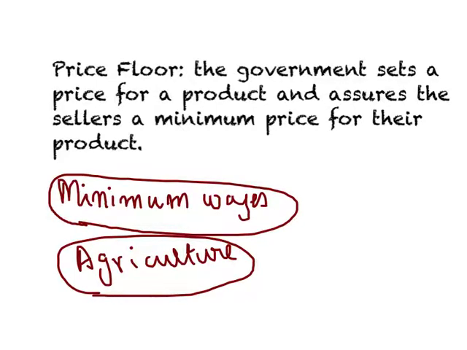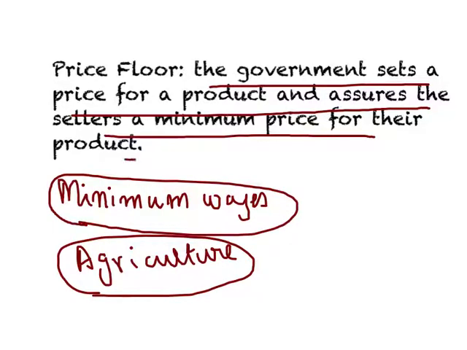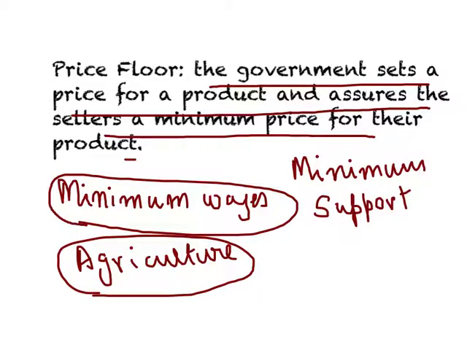So what is the definition of price floor? The government sets a price for a product and assures the sellers a minimum price for their product. This is also called minimum support price or minimum guaranteed price.